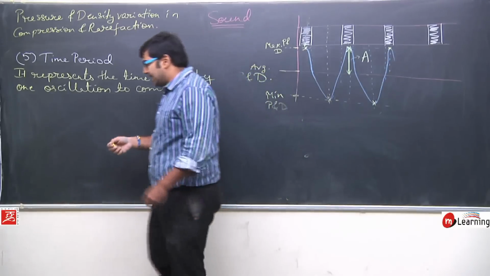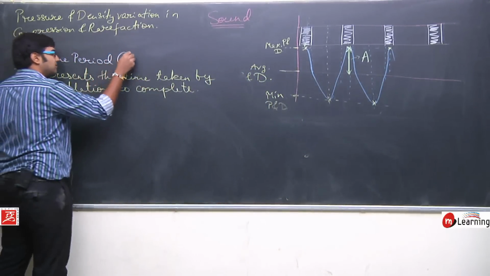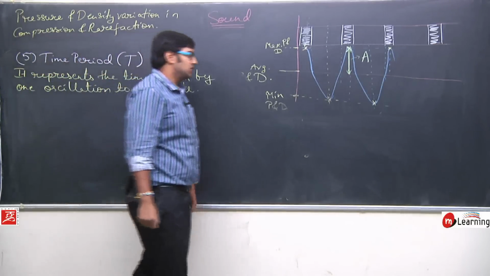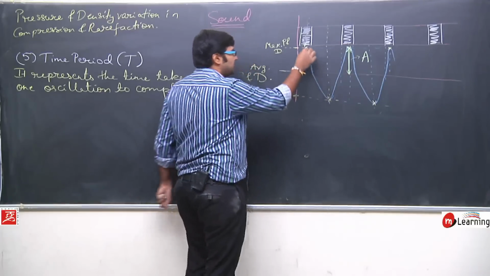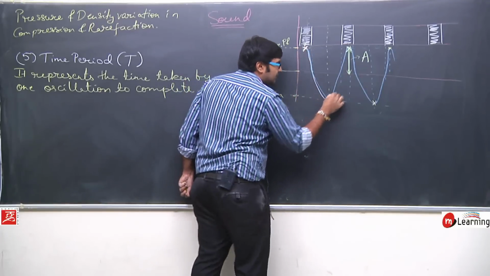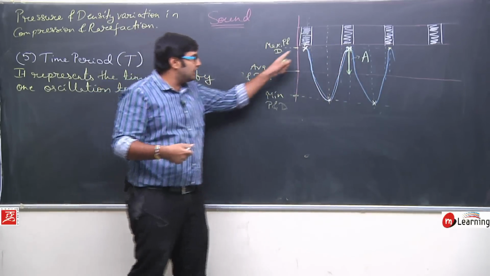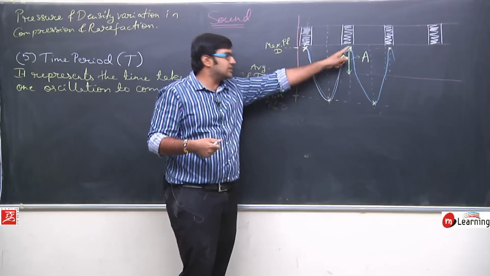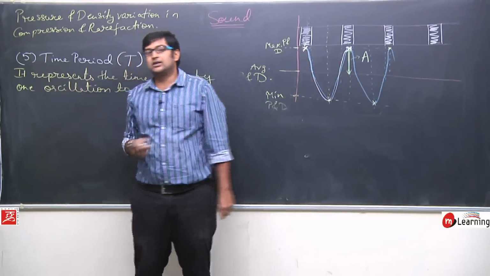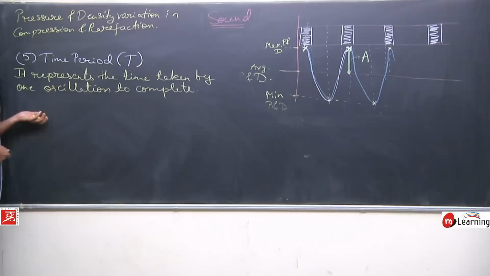Okay, so time period is represented by a capital T like this. Capital T represents the time period. Now you can see here the pressure from this maximum point moves to this minimum point and then again moves to this maximum point. So the time required for this kind of movement is known as the time period. So it represents the time taken by one oscillation to complete.